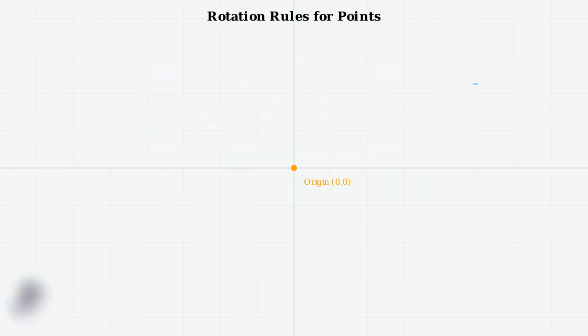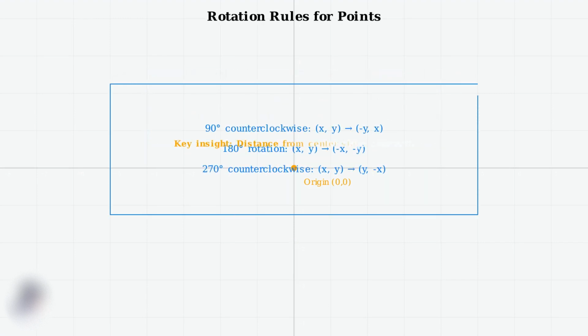Here are the general rules for rotating points around the origin. For 90 degrees counterclockwise, x becomes -y and y becomes x. For 180 degrees, both coordinates change sign. For 270 degrees, x becomes y and y becomes negative x. The key insight is that the distance from the center always remains constant.